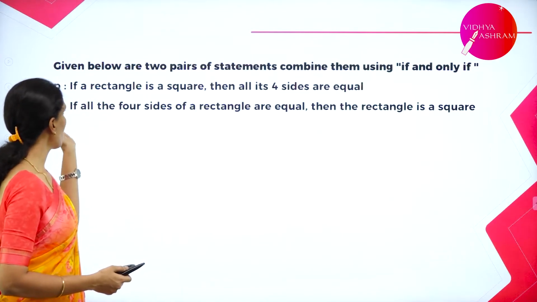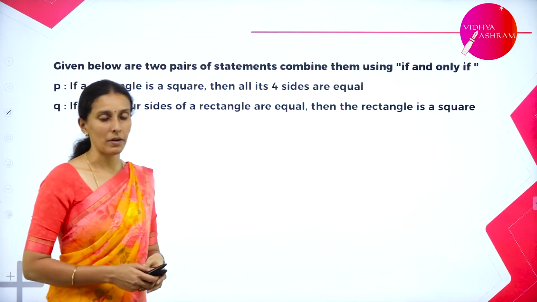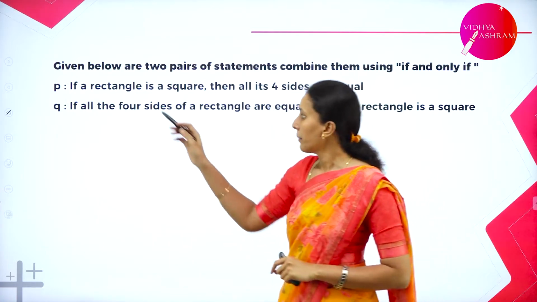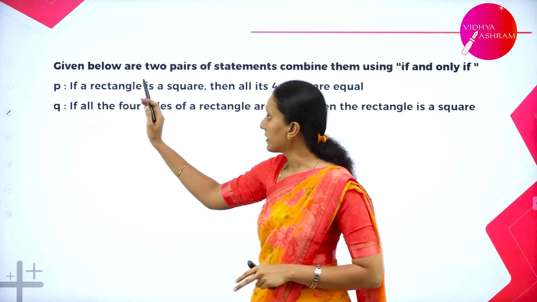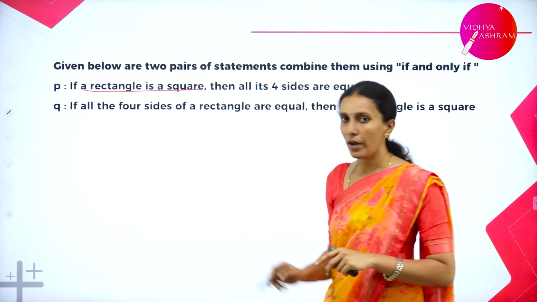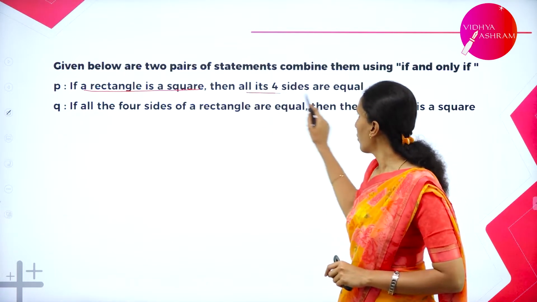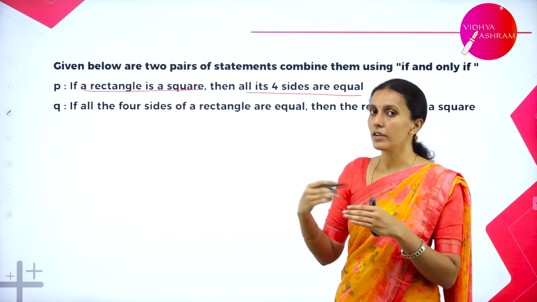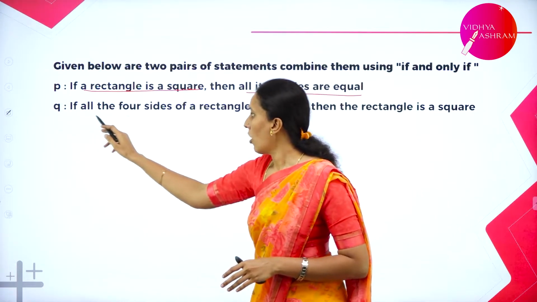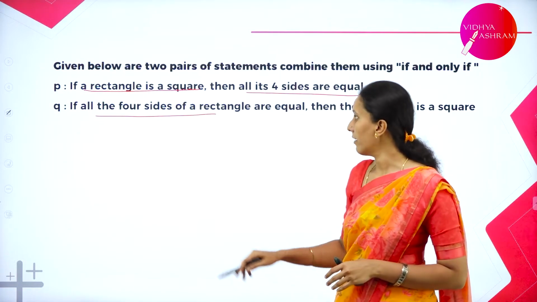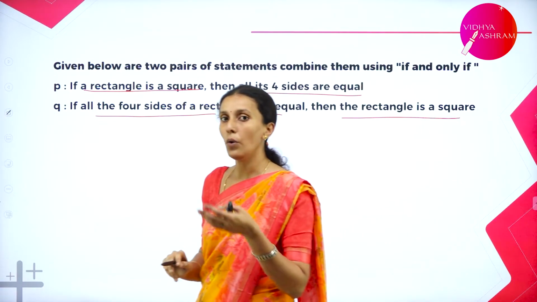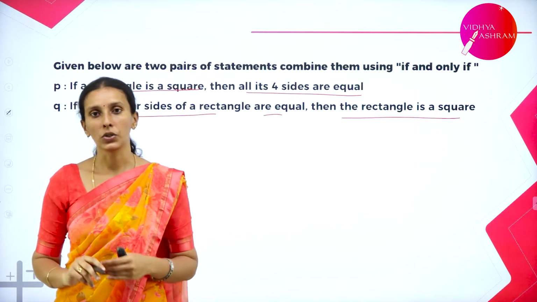Here P is one statement, Q is one statement. I said it is acceptable from both sides. So here P is combined with two statements. That is, a rectangle is a square is one statement, and all four sides are equal is another statement. Similarly, the Q statement is the reverse of P. That is, if all four sides of a rectangle are equal, then the rectangle is a square. This is how we will connect the two statements.